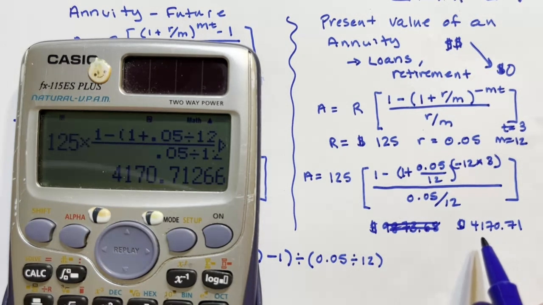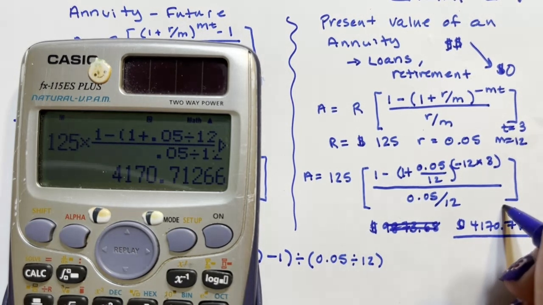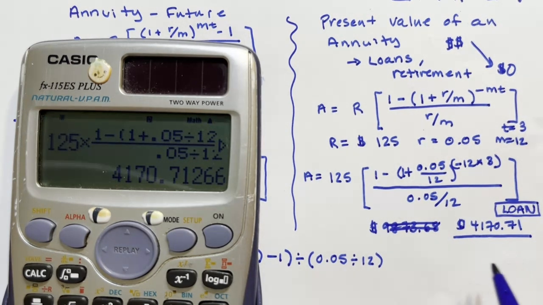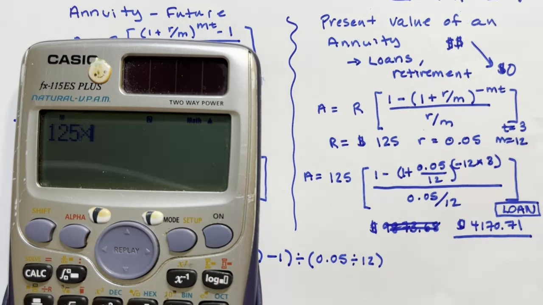What is this telling you? This is telling you that this is the original loan. This is the loan that you are taking out. So this is the original loan. You took out a loan for a car that costs $4,170.71. If you want to know what you're paying out of pocket, you're paying $125 for 12 months a year for 3 years. You're paying $4,500.